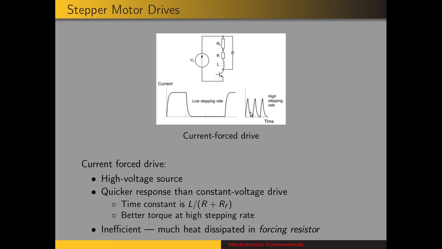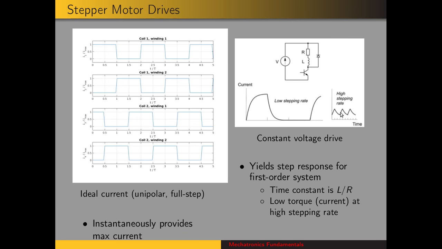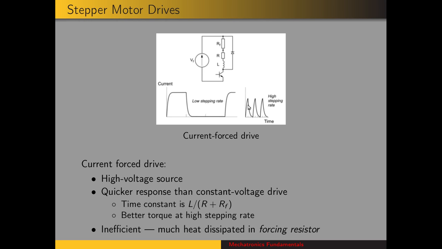And that means that for a given stepping rate, there's less fall off. So here, at this stepping rate for a constant voltage drive, we'll have more torque from a current force drive because it can reach a higher amplitude of current in the amount of stepping time. A drawback to this type of drive is that it's inefficient. There's a lot of heat dissipated in the forcing resistor, and that's especially true when the motor is stationary.